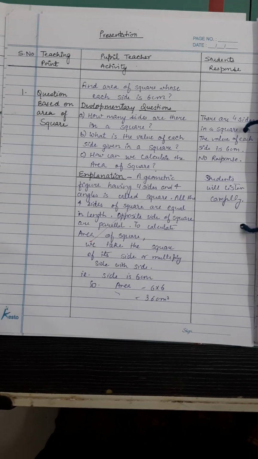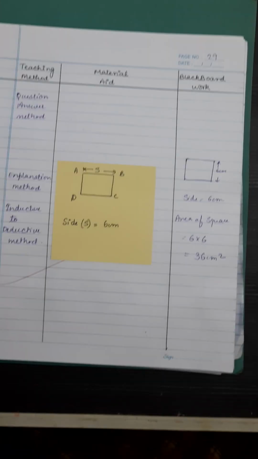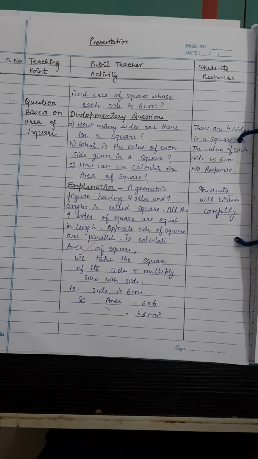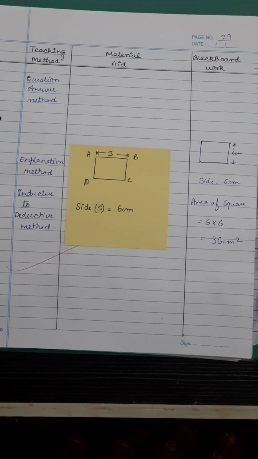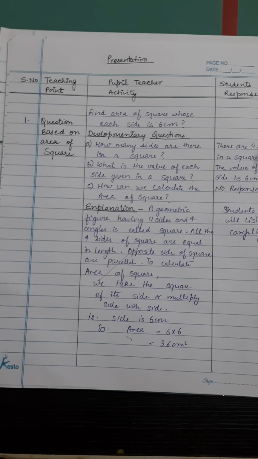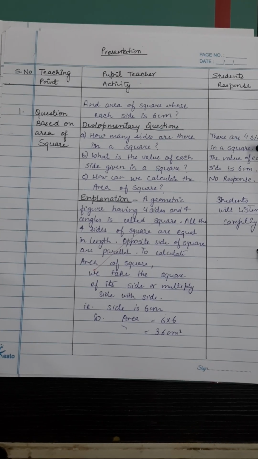Now we have to make the presentation. So this is the left side of the presentation and this is the right side. On the left side you have to write the teaching point, pupil teacher activity and student response, and on the right side you have to write teaching method, material aid and the blackboard work. So let's start with the teaching point.